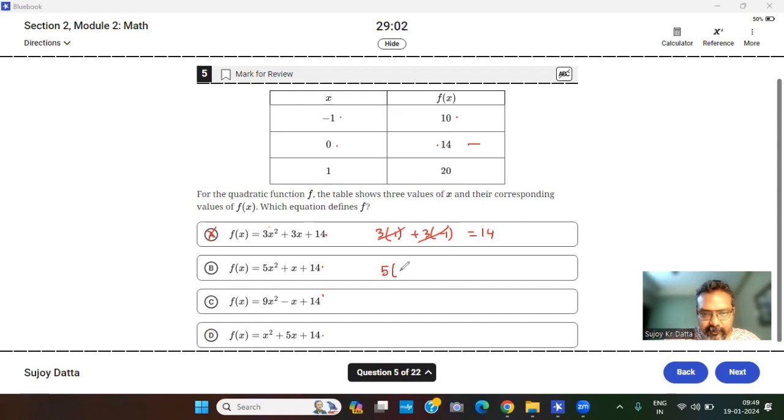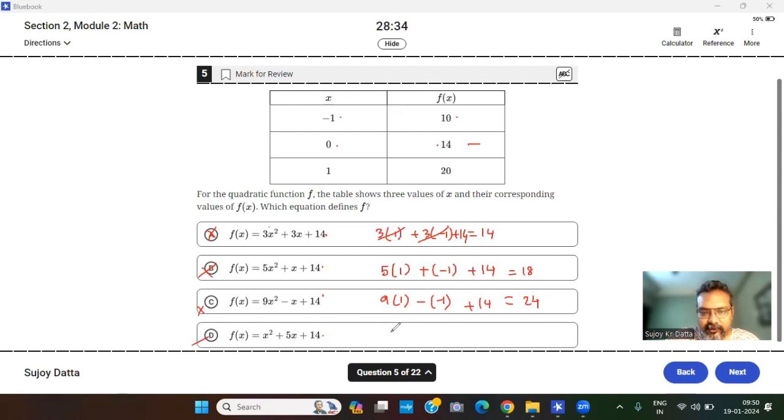This will be 5 times -1 squared, -1, plus 14. So this would be 14 plus 4, that's 18, which is not really what we want. This one is 9x squared minus -1. So that kind of gives you 9 plus 1, 10. So by elimination, it has to be D.